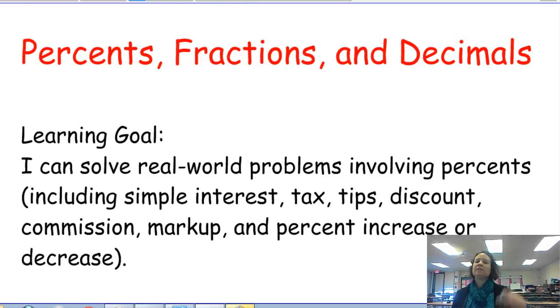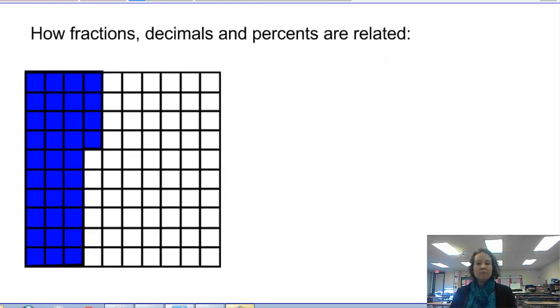Hi guys, today we're going to talk about changing back and forth between percents, fractions, and decimals. And all the skills that we're working on in this unit are leading us up to the learning goal. I can solve real-world problems involving percents, including simple interest, tax, tips, discount, commission, markup, and percent of increase or decrease. It's really important to remember what the definition of percent is when we're thinking about how fractions, decimals, and percents relate to each other.